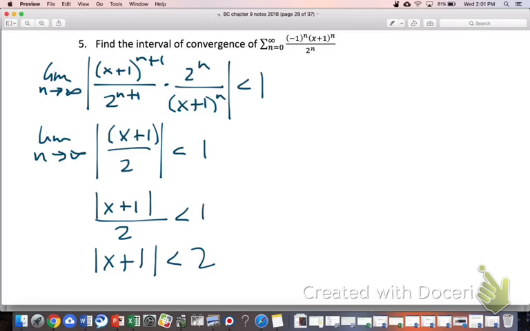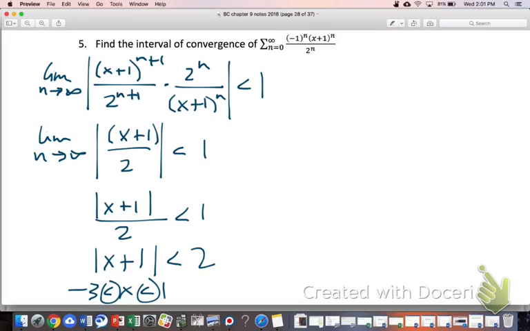Can I help you guys with endpoints real quick? Yes. Did you guys get here? So what's the radius? 2. The radius is 2. The centering point is -1. So if you wanted to build this out and get a basic interval, what did you guys get? -3 to 1? Okay. So -3 to 1. And we don't know yet about what's going on with these endpoints.